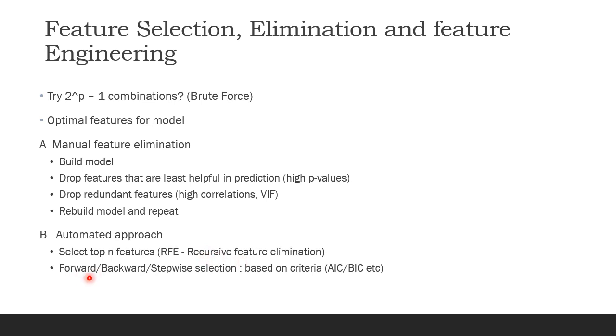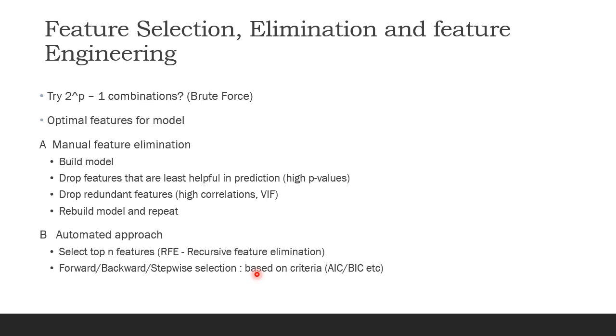Another way is going step by step. These are three methods: forward, backward, and stepwise selection. Forward selection would be starting off with two variables, then adding one variable and seeing whether that value would help us decide whether to move forward with that or not. These are certain values which are used to assess the goodness of that model.